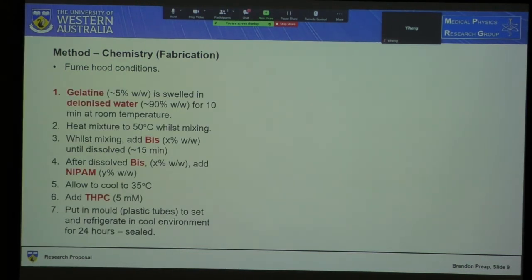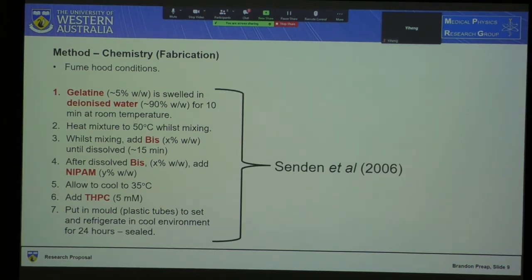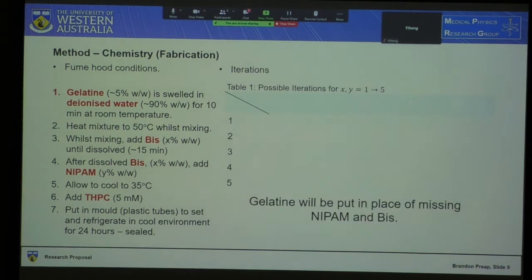So the main fabrication bit is a bit of a mouthful, but in short, you get some gelatin, you put in some water, you heat it up, you add BIS, and after that's dissolved, you add the NIPAM, and then you add the antioxidant. Then you put it into plastic test tubes, and you just leave it there for 24 hours until it sets in the fridge. This was basically created by Senden and others in 2006.